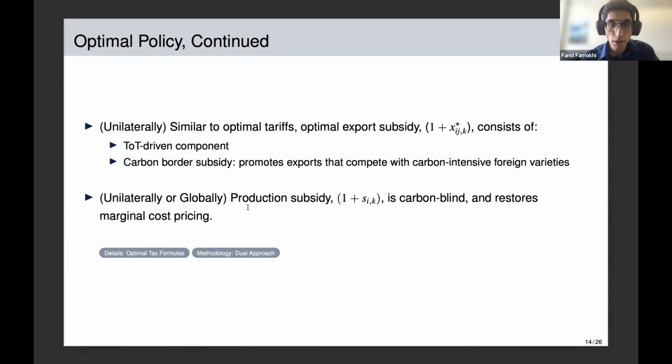And also for production subsidies, whether it is a unilateral or global package of policy, they are carbon blind, as we have addressed other externalities by their own instruments of policy. So it is carbon blind, and it just restores marginal cost pricing.